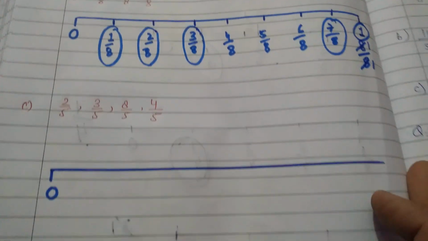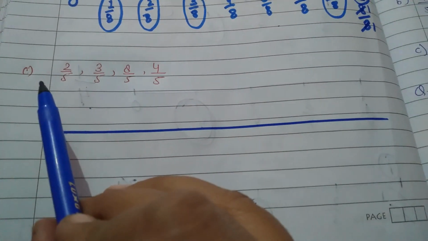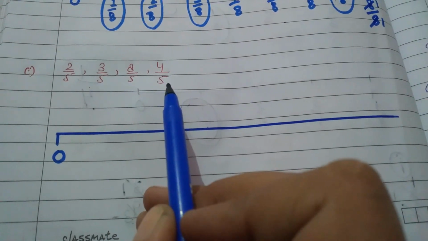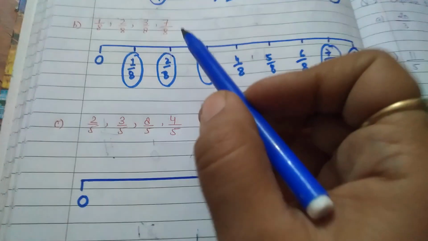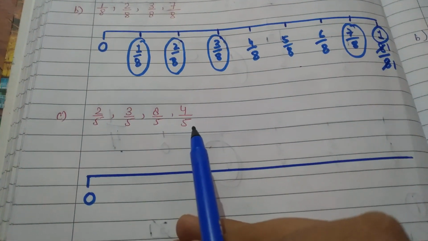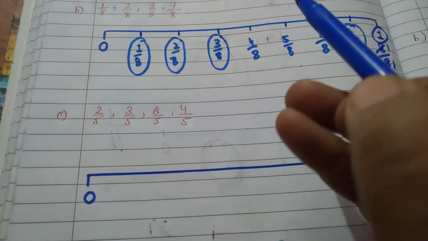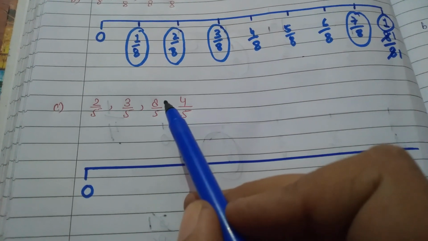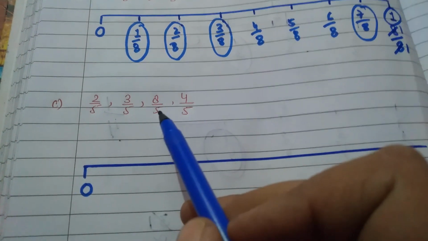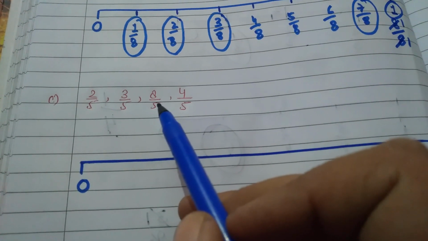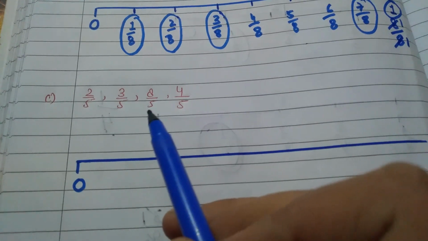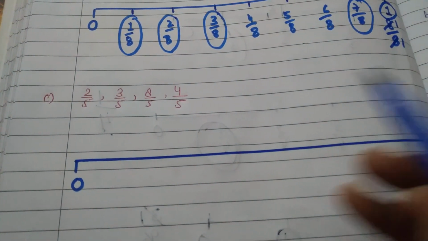Coming to the next series: 2 by 5, 3 by 5, 8 by 5 and 4 by 5. This is quite different from the previous one, because here you can see that all the denominators are 5 as in the previous question, but here one number is more than the denominator, right? It means here you will get an answer more than 1. So this number line will have to be made for more than 1 also, right?